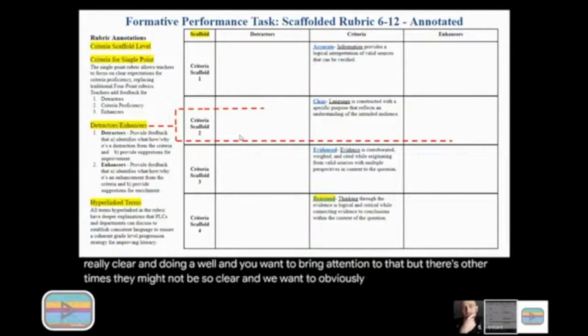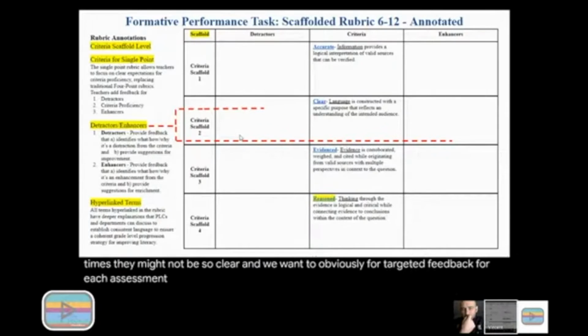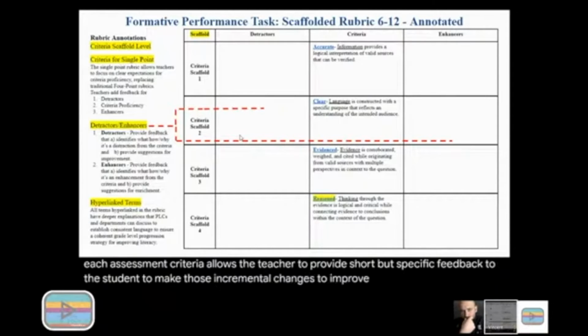So having a space for targeted feedback for each assessment criteria allows the teacher to provide short but specific feedback to the student to make those incremental changes to improve their writing.